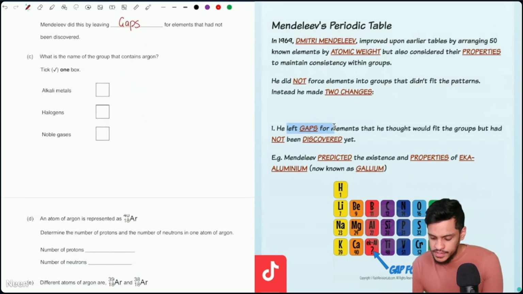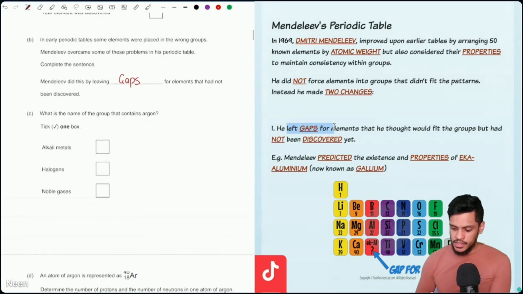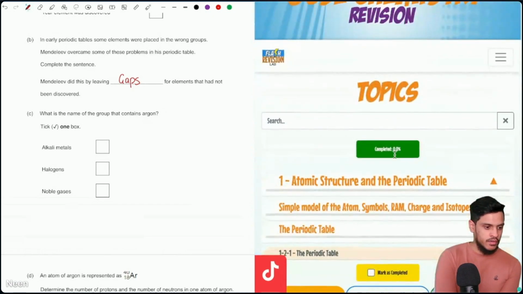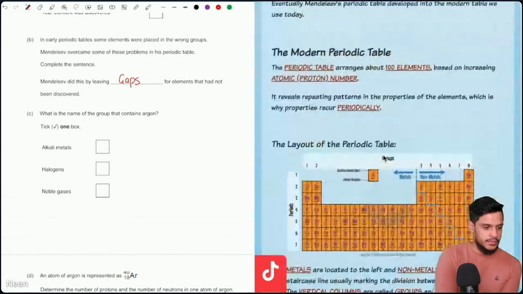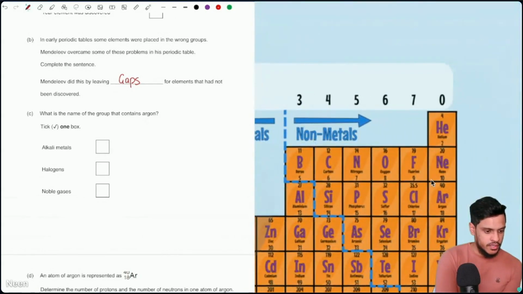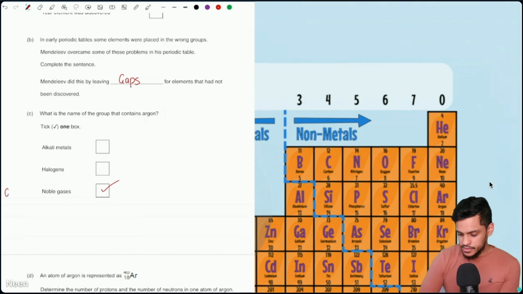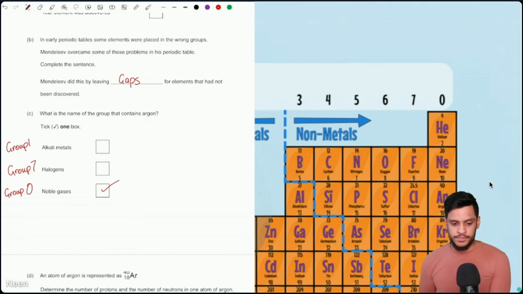Next, what is the name of the group that contains argon? So you just need to look that up in the periodic table. Argon is on the last one. I think I've got the modern periodic table here somewhere. Yeah, so if you zoom in here, you can see argon is over here. It's group 0. What do we call group 0? Group 0 is called the noble gases. Group 1 is the alkali metals, and group 7 are the halogens.